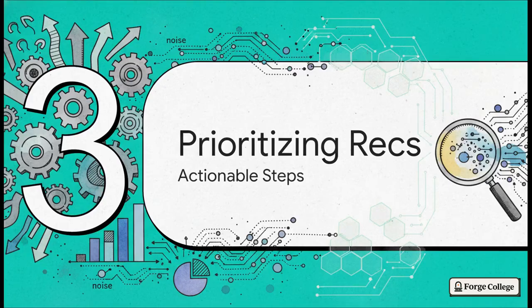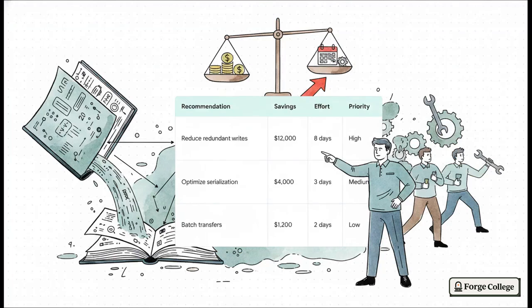All right, section 3, prioritizing those recommendations into actual, actionable steps. You can't just throw raw data at stakeholders and expect them to know what to do. You have to synthesize your experiment deltas into a prioritized scoring rubric, kind of like this one. Notice how we're balancing the expected savings against the implementation effort, measured in person days, to figure out the real priority. Sure, reducing redundant storage writes might save you 12 grand, but it takes 8 days of effort. You've got to rank these candidates so the engineering team knows exactly where to begin.